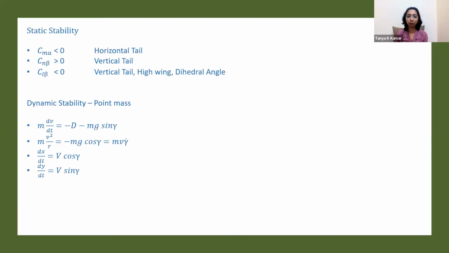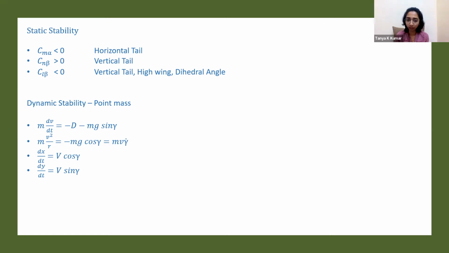Okay. So in the weeks preceding week 8, we had discussed static stability in the longitudinal, directional, and lateral sense. Static stability's conclusion was that we require Cm alpha, the derivatives that contribute towards stability, right? So you have Cm alpha less than 0 for longitudinal stability, Cn beta greater than 0 for directional stability, and Cl beta less than 0 for lateral stability.